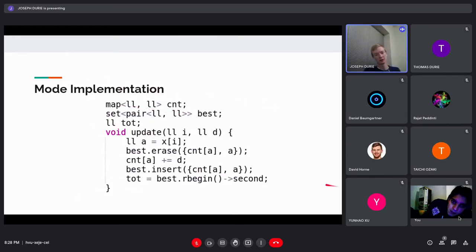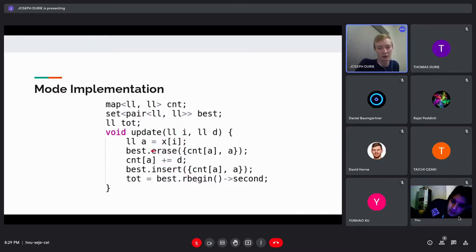Yeah, so our update function would basically look like this for Mo's. This is what I was talking about before. This is the first log n solution we had. Basically, you want to maintain the count of every value, so we can do that with a map. And then we also have this set that gives us the best one. So the pairs here are number of times the value occurs, comma, the value. So we're sorting first by the number of times it occurs. So the biggest element in this set is going to be the element with the biggest count, right? So if we want to get the mode, all you have to do is take the rbegin, the biggest element in the set, and then take the second, which gives us the actual value.